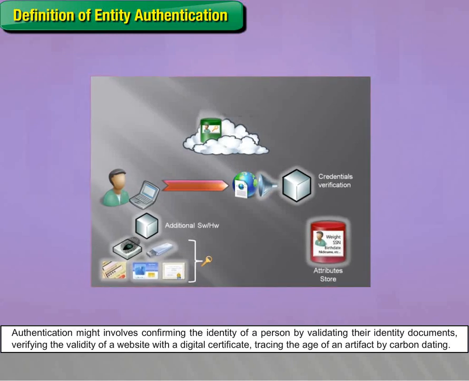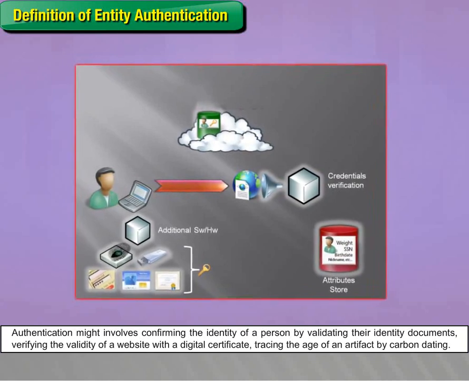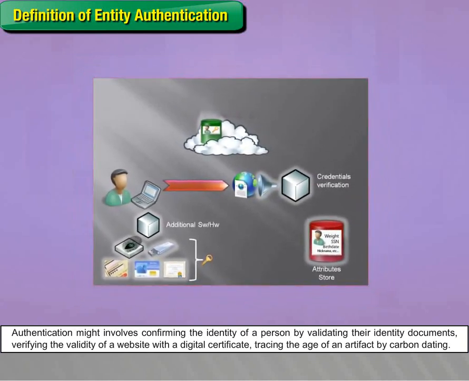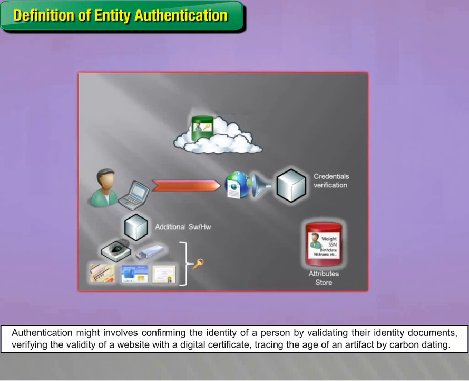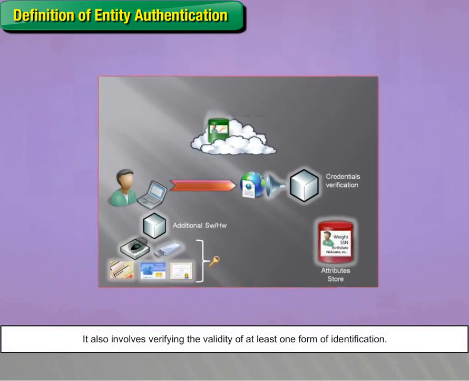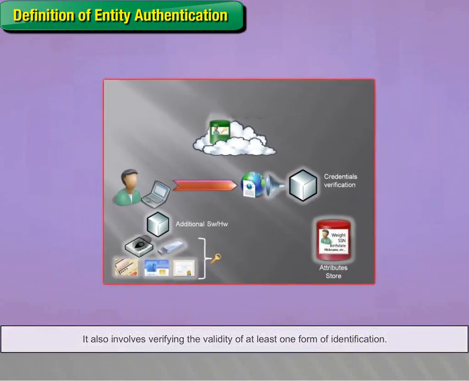Authentication might involve confirming the identity of a person by validating their identity documents, verifying the validity of a website with a digital certificate, tracing the age of an artifact by carbon dating. It also involves verifying the validity of at least one form of identification.